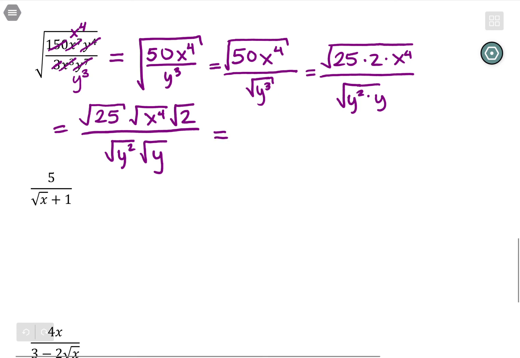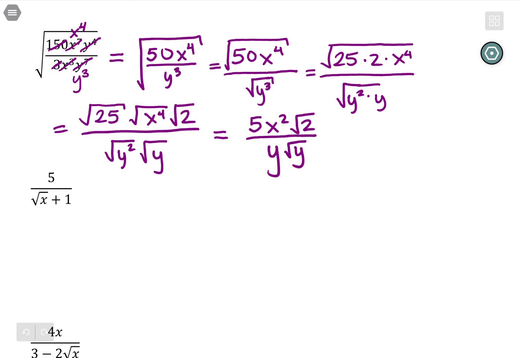So taking the square roots, the square root of 25 is 5. The square root of x to the 4th is x squared. The root 2 is stuck. On the bottom, the square root of y squared is y. Root y is stuck. Okay, so final step, and again, you can rearrange order here. This is a nice thing when you're working with radicals and products and quotients, or exponents and products and quotients. You have a lot of flexibility on your order.